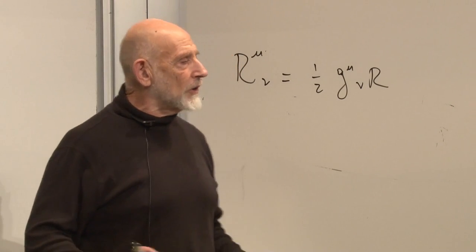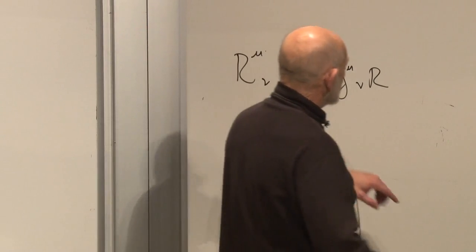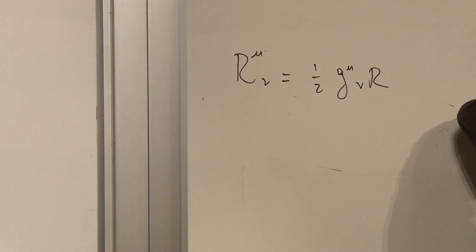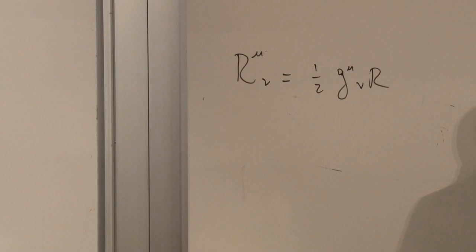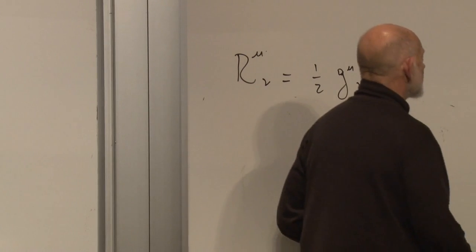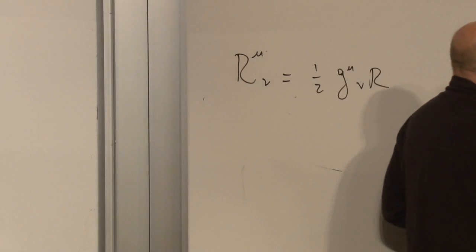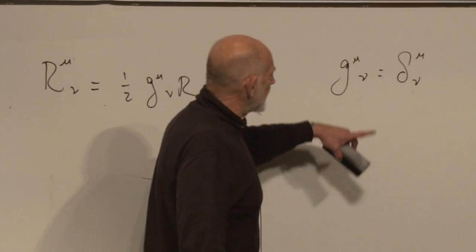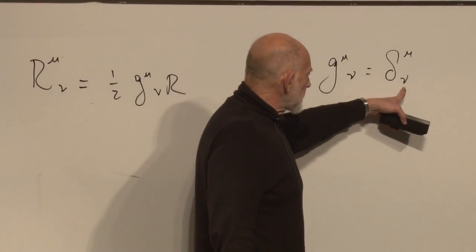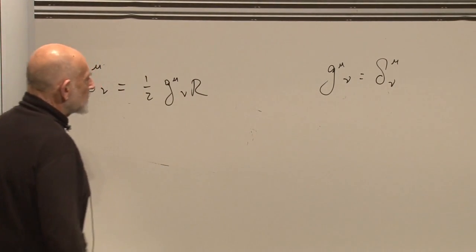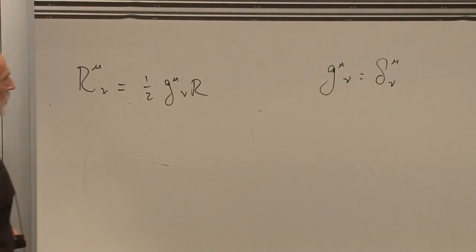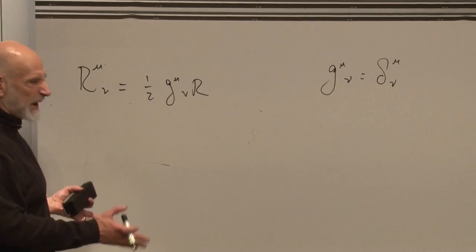Go back to your notes if you don't remember. The g with one upper and one lower index means the ordinary Kronecker delta. In general relativity, the Kronecker delta is always considered to be a thing with one upper and one lower index, but it means the same thing: 0 when mu is not equal to nu, 1 when it is equal to nu. It's the unit matrix.